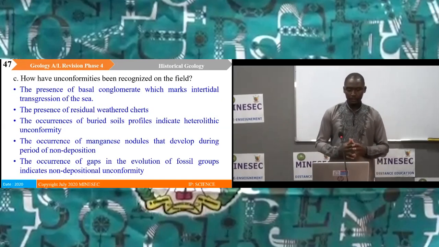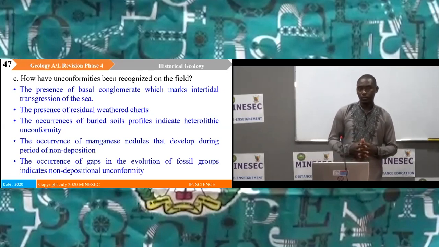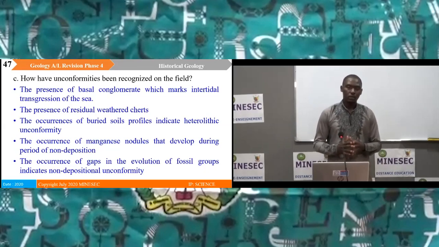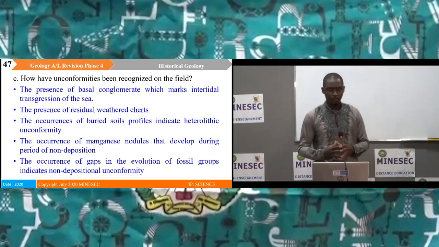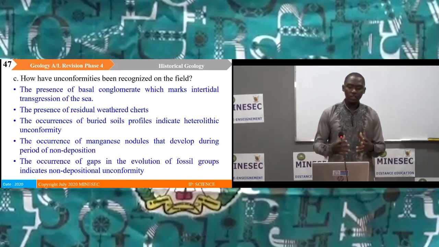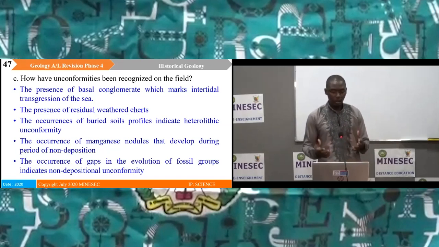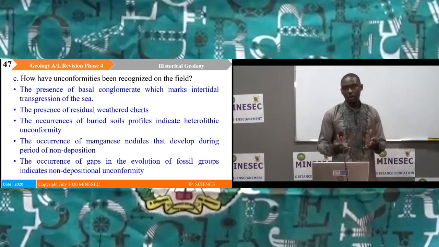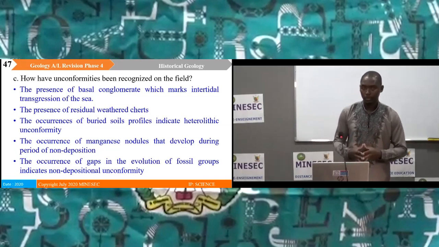C, how have unconformities been recognized on the field? We have the presence of basal conglomerate, the presence of residual weathered chips, the occurrence of buried soil profiles, the occurrence of manganese nodules, and the occurrence of gaps in the evolution of fossil groups.